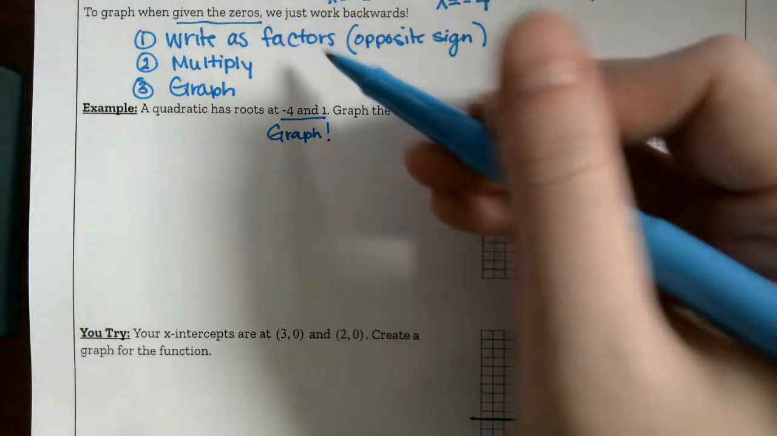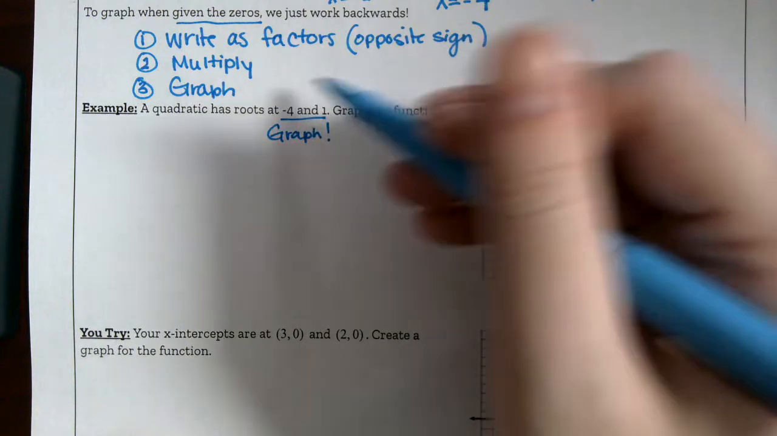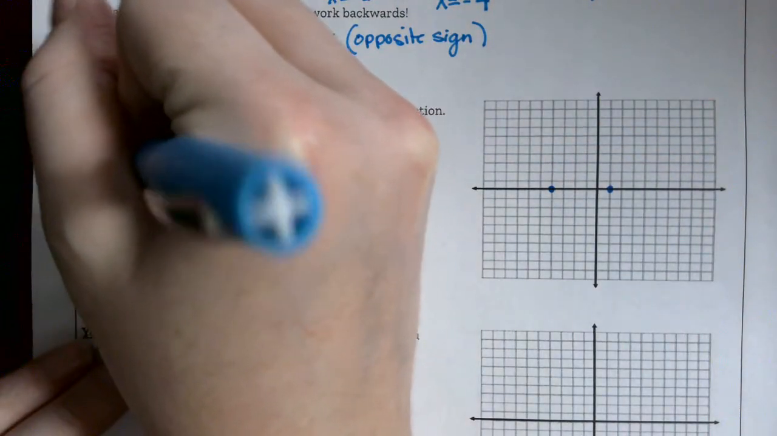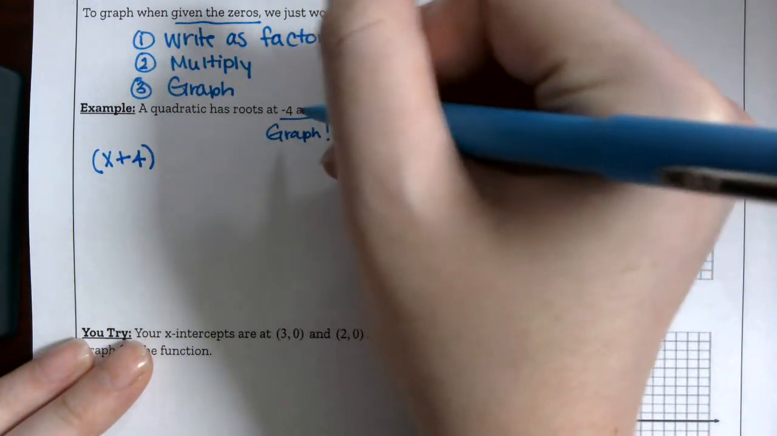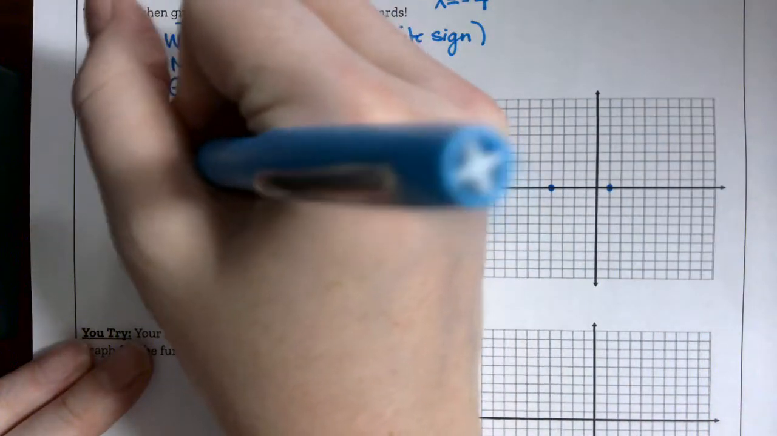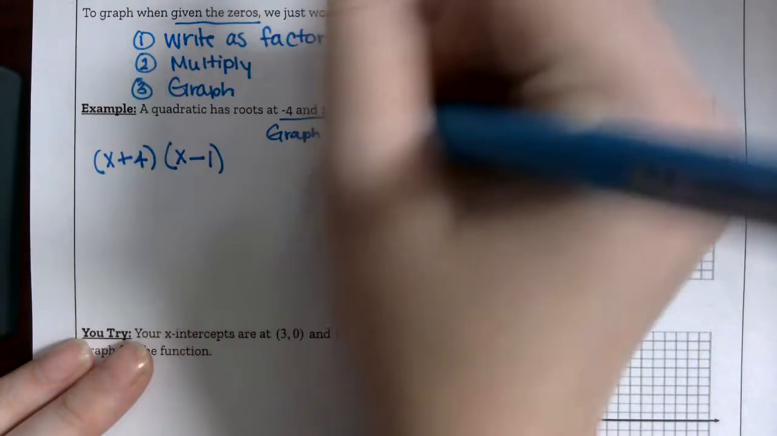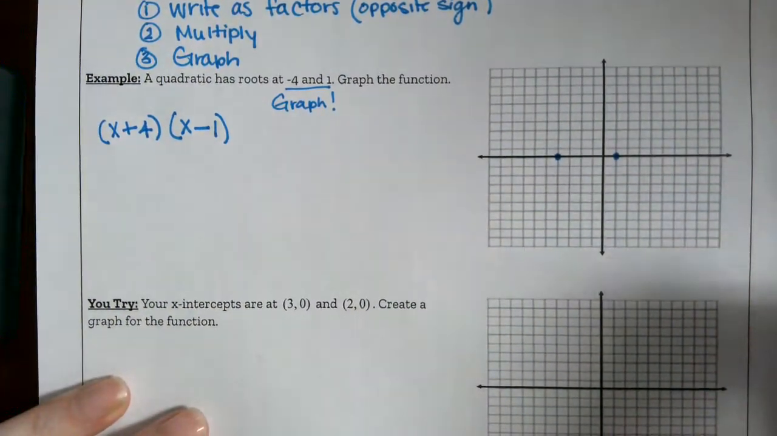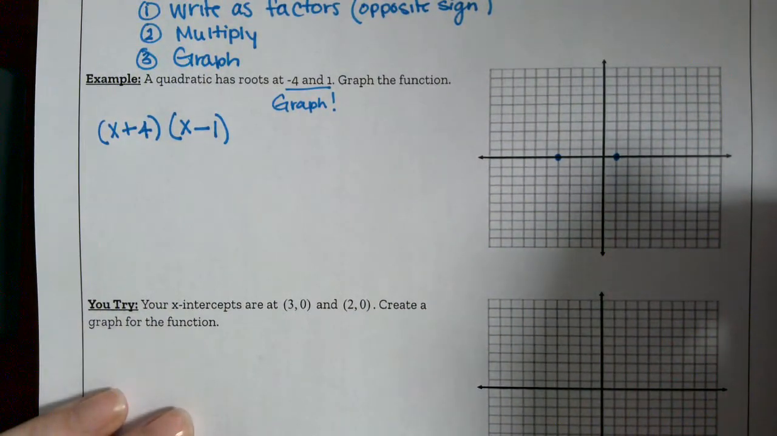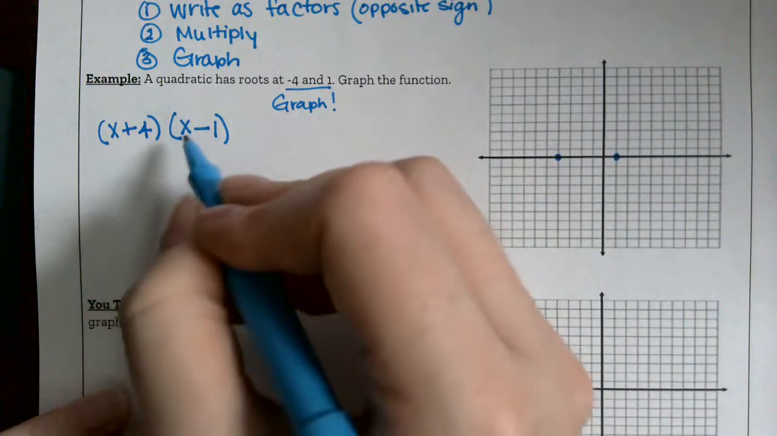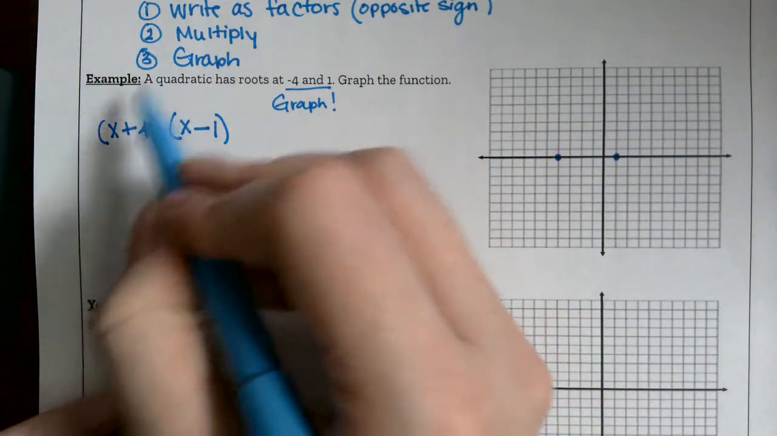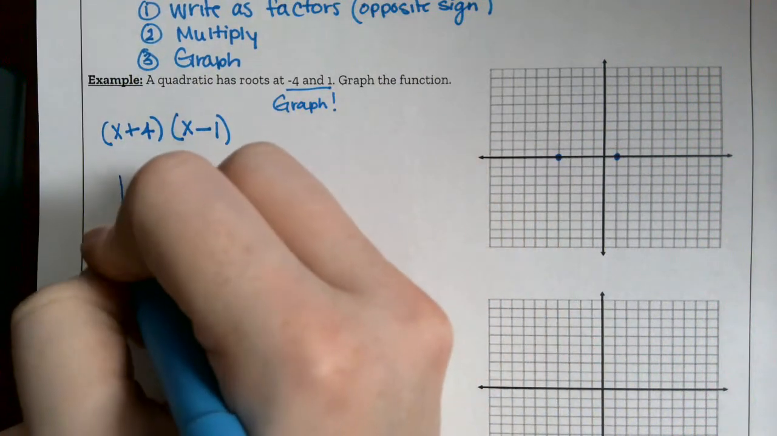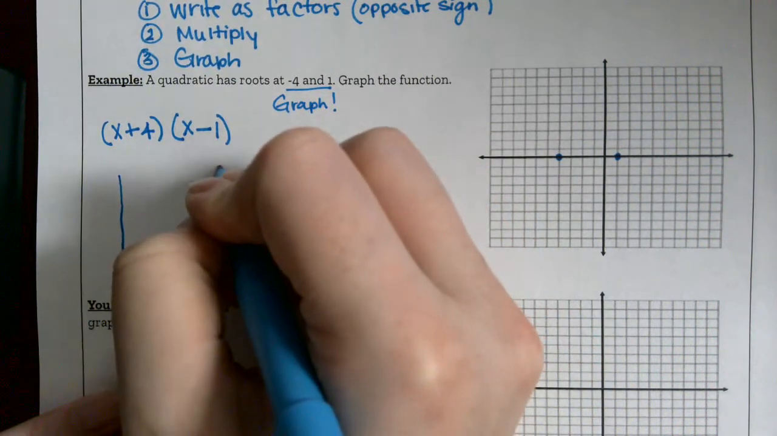In order to do that, I'm going to have to do these steps. So I'm first going to write my roots as factors. So I'm going to have parentheses x plus 4, the opposite of negative, and parentheses x minus 1, the opposite of +1. Then I'm going to go ahead and multiply these out. And you can do the distributive method or you can do the box method. Either way, I think students make less mistakes with the box.